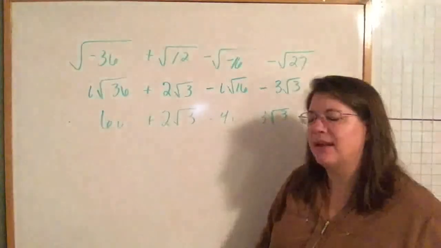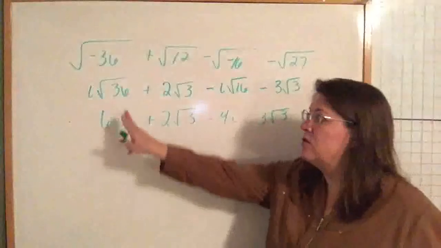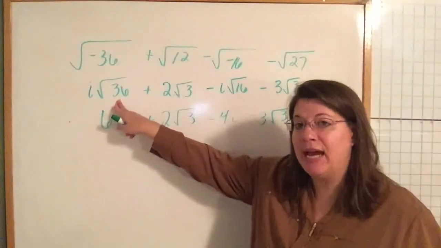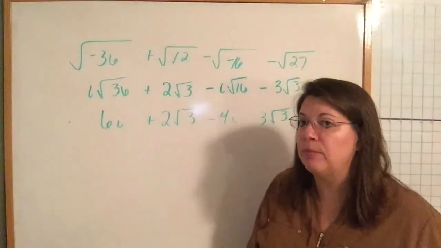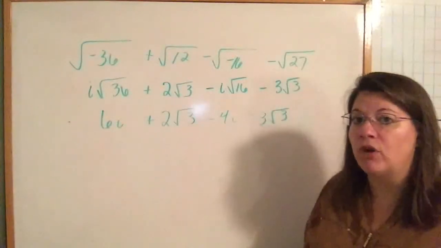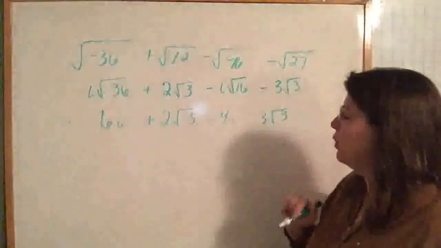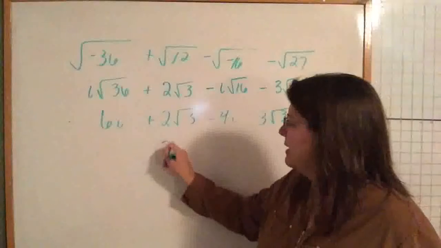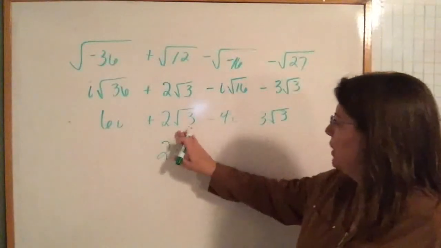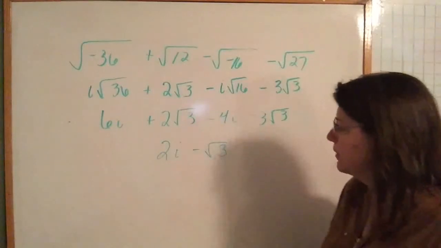It's not necessary to show all the work once you get the hang of it, but at first in the notes, at least, I'm going to show that every time, just so that you don't forget to take that i out. That's extremely important because you'll get every single one wrong if you don't do that first. And then at this point, I'm going to add like terms. So 6i minus 4i is 2i, and 2 square root of 3 minus 3 square root of 3 is negative square root of 3.